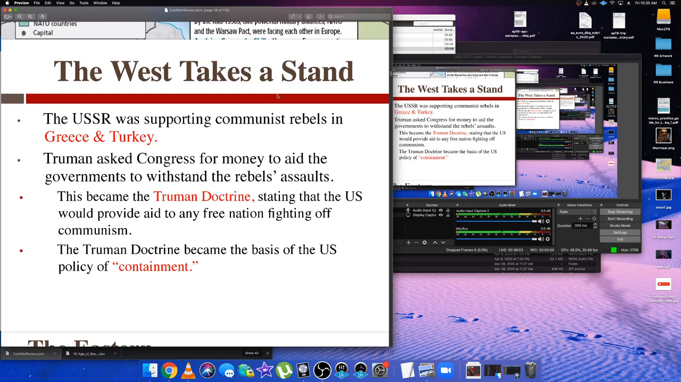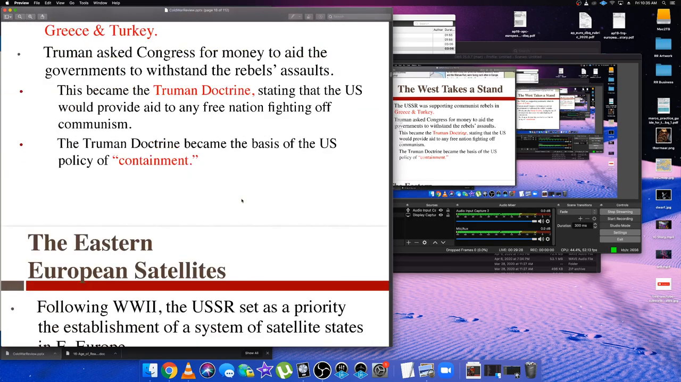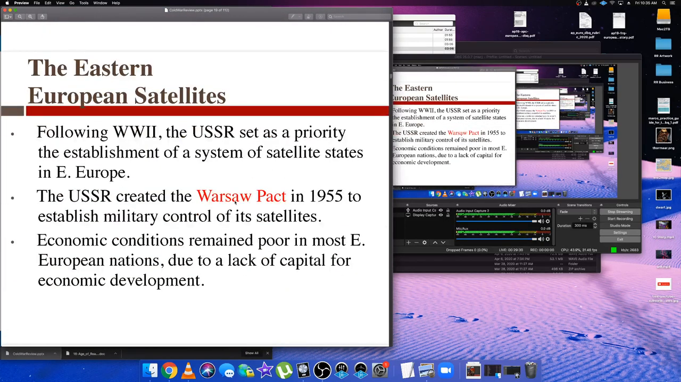So when we talk about the Truman Doctrine, it's the idea of the United States providing aid to any free nation that is attempting to fight off communism. The idea being that we want to prevent those dominoes from falling. We want to contain. The Truman Doctrine is all about the policy of containment. We want to contain the spread of communism. We don't want to let communism spread outside the boundaries of where the Soviet Union is right now.